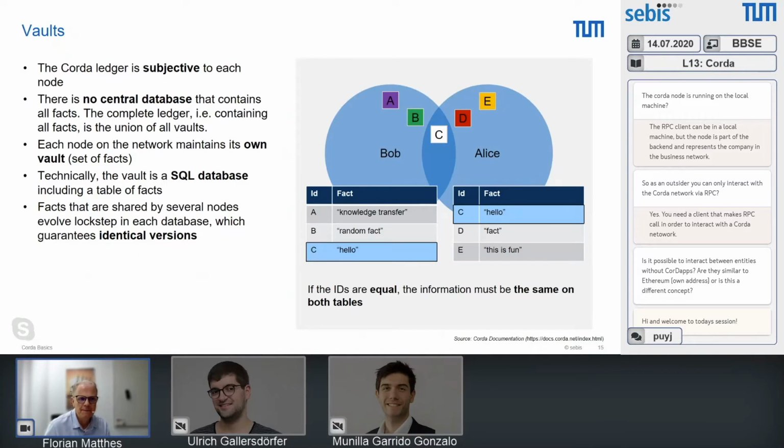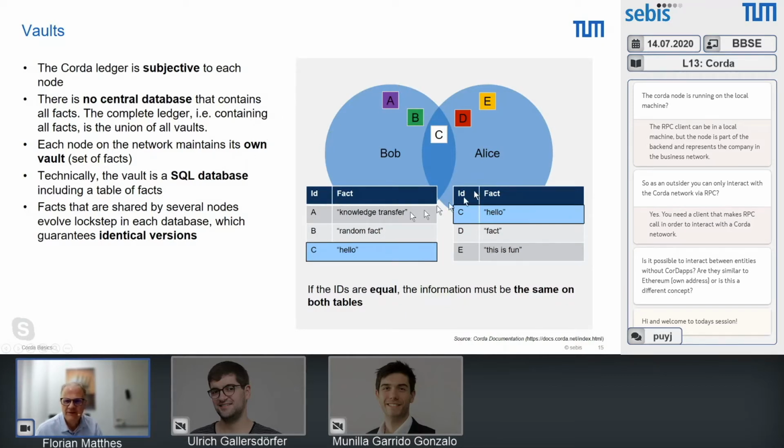So the Corda ledger is called subjective. I don't know, it's the word they're using. From my perspective, I see certain information, which is subjective. If I would run a piece of code on the Bob node and a piece of code on the Alice node, they might have a different environment in which they are being executed. It's not the same fabric like we have seen in Hyperledger. So there's no notion of a central ledger, and each node on the network maintains its own vault, its own set of facts.